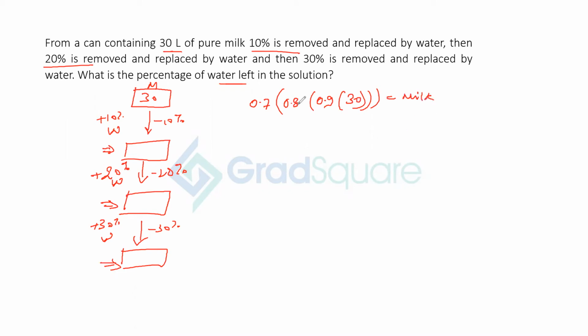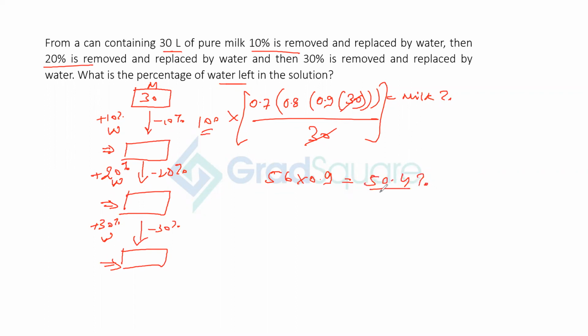Now, if I wish to calculate the milk percentage, I will subtract that from 100 to get the percentage of water left in the solution. So milk percentage will be: divide this value by 30 and multiply by 100. So that's going to give me the milk percentage. Okay. So this 30 will get knocked off and this 00 removes a couple of decimals from here. So 56 into 0.9 is what we are left with. So 50.4% is the percentage of milk.